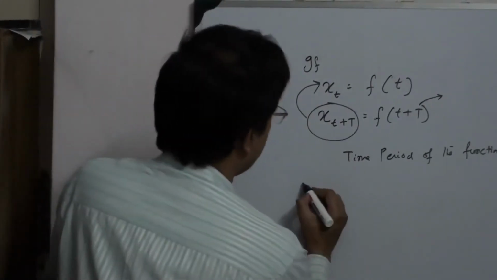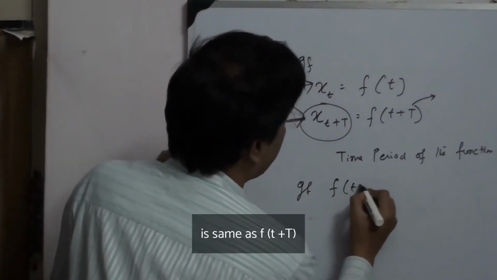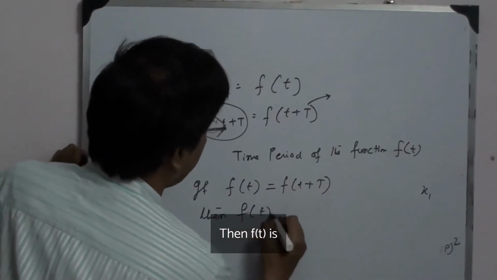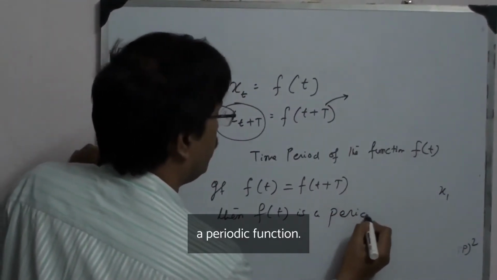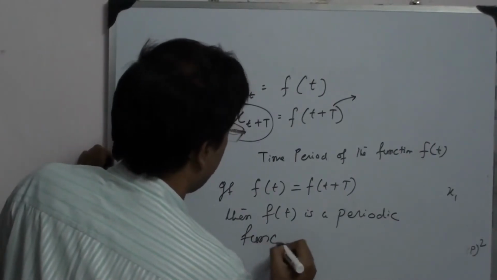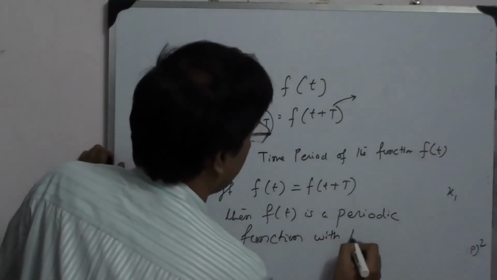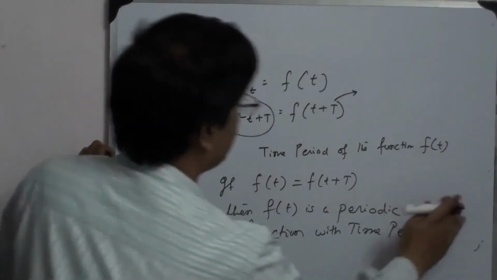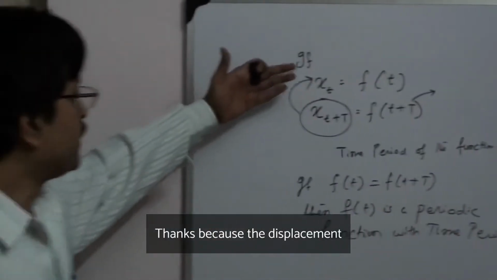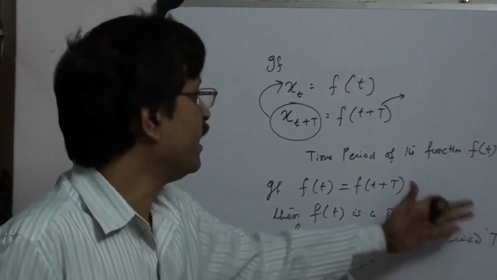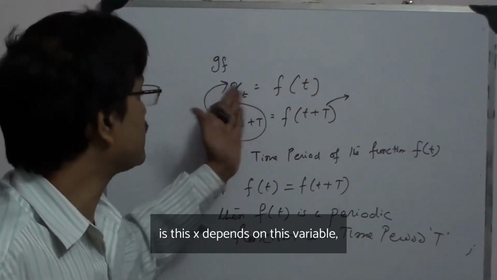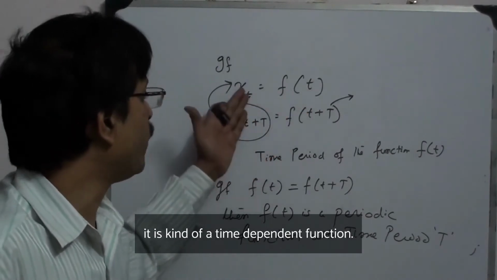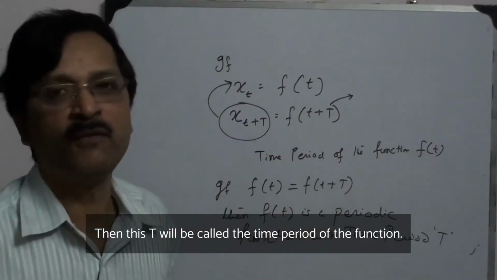That means if f(t) is the same as f(t plus T), then f(t) is a periodic function with time period T. Because the displacement is repeating itself after an interval of T, and if the variable can be time, if it is a time dependent function, then this T will be called the time period of the function.